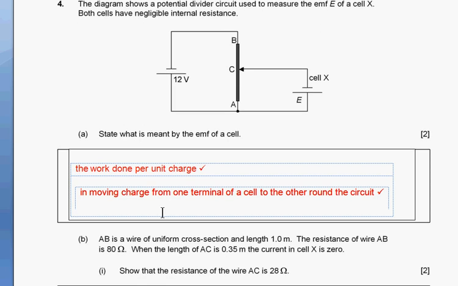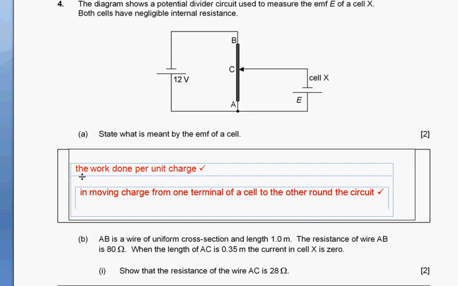Question 4. The diagram shows a potential divider circuit used to measure EMF of a cell. Both cells have negligible internal resistance. State what is meant by EMF of a cell. So I took answers from the mark scheme. This is what the examiner wants to see.